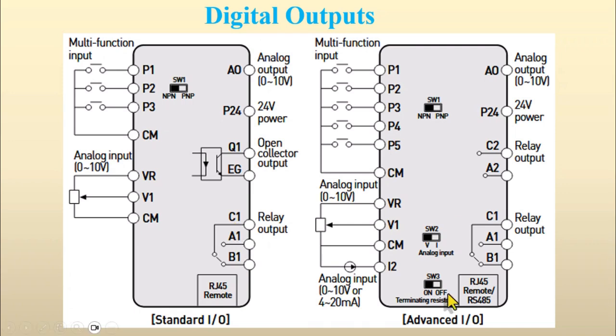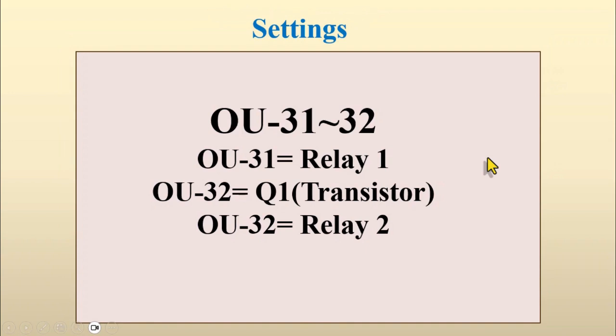But in the advanced model, the M100 inverter doesn't have a transistor output and instead has two relay outputs. The first relay output is A1, C1, or B1, C1, and the second relay output is A2, C2.